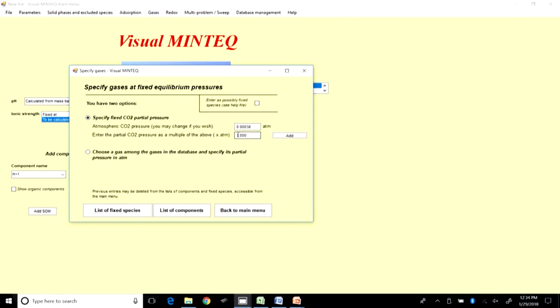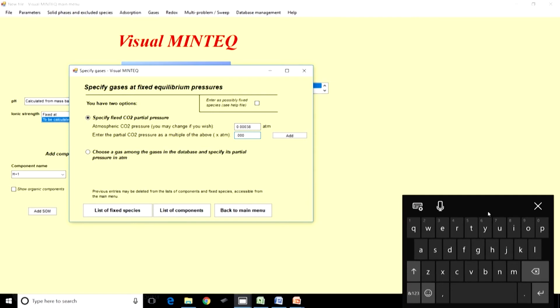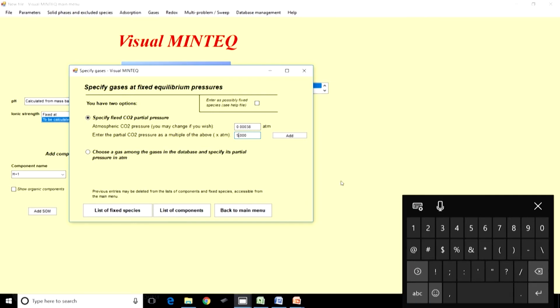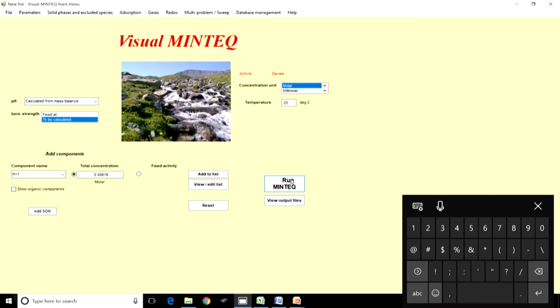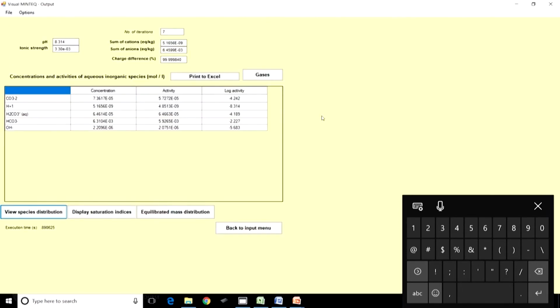So here, let us say instead of 1, I am going to have, let me go with 5 for now, a random value. Add, and back to main menu, and again run MINTEQ. And so again now you see that the pH has fallen, but not to a great extent. It has now fallen to 8.3.